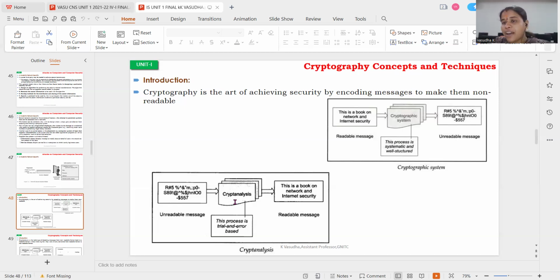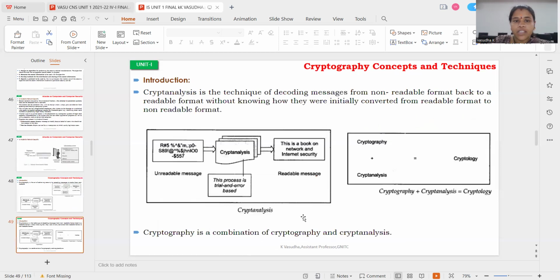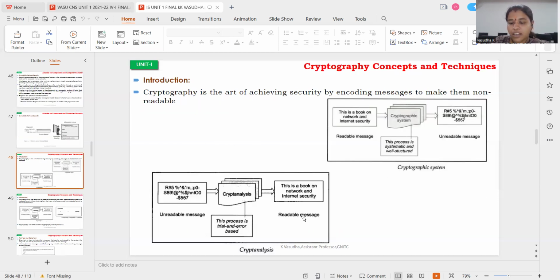And cryptanalysis is the opposite process of cryptography. That is, the conversion from the non-readable format of the data to the readable format of the data is nothing but cryptanalysis. So what we can say here is, cryptography is the process of conversion of the readable format of data to the non-readable format of the data, and the opposite of that is cryptanalysis. Cryptanalysis takes the unreadable format of data and converts it back to the readable format of the data. So that is the difference between cryptography and cryptanalysis.